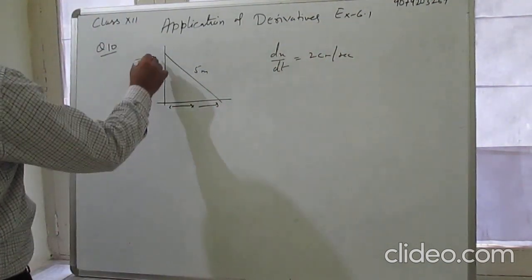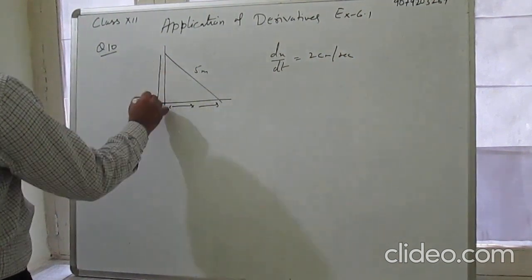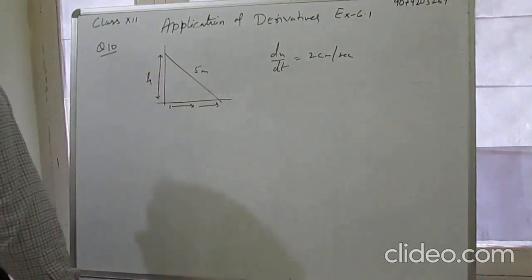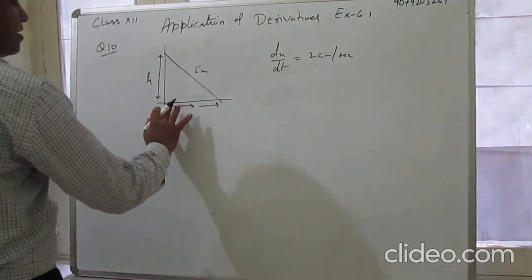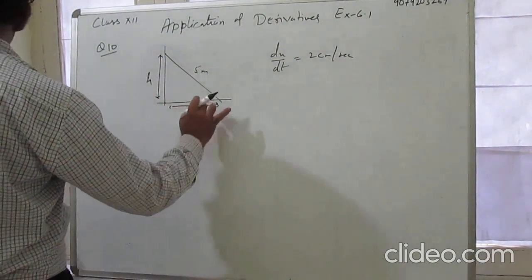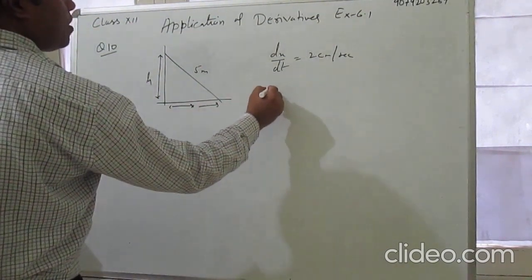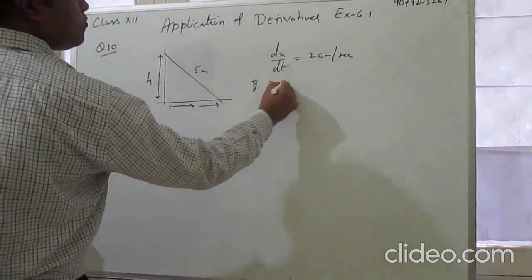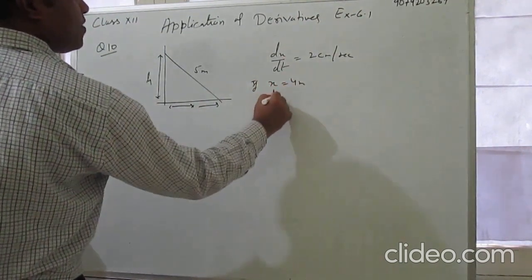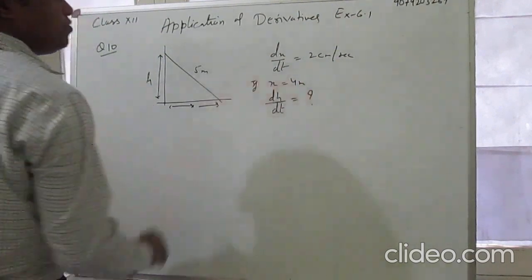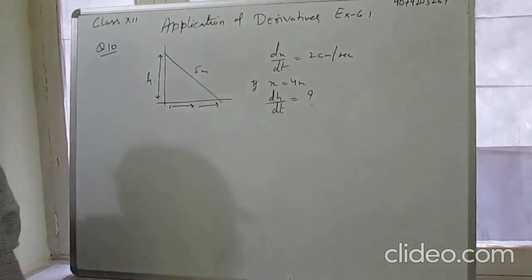How fast is the height decreasing when the foot of the ladder is 4 meter? This foot of the ladder is 4 meter away from the wall. If x is equal to 4 meter, then what is the decrease in the height? You have to calculate dh/dt.